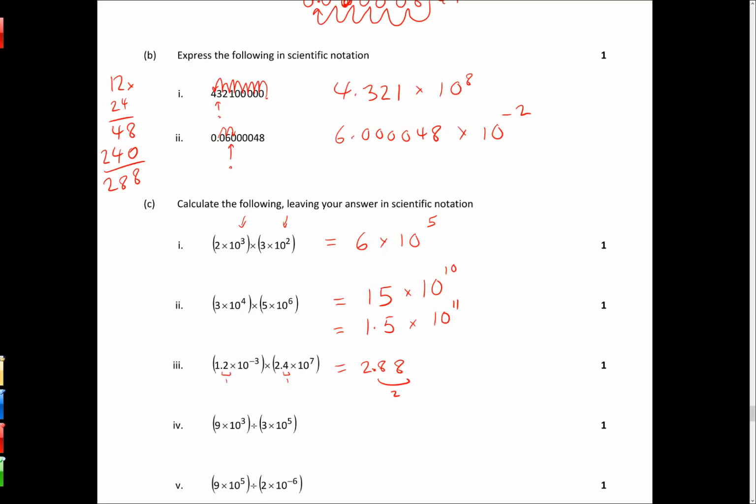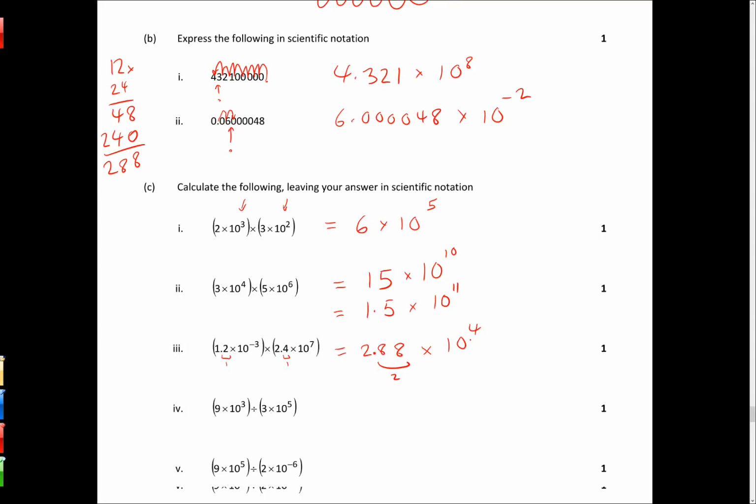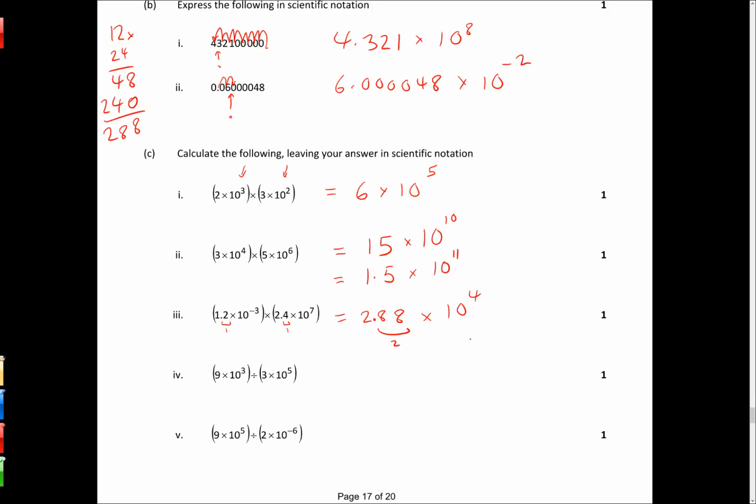Now, so that's that bit, times by 10 to the minus 3 by 10 to the 7. We just add the powers. What's a minus 3 plus a 7? Well, 7 steps on from minus 3 is a 4. And that's good, I don't need to change the answer, because it's a 2.88 times 10 to the 4, that's scientific notation. Got a bit nasty with it, but there we go.